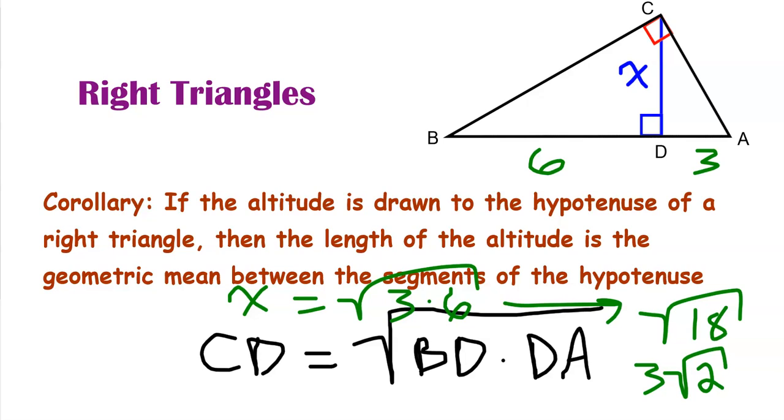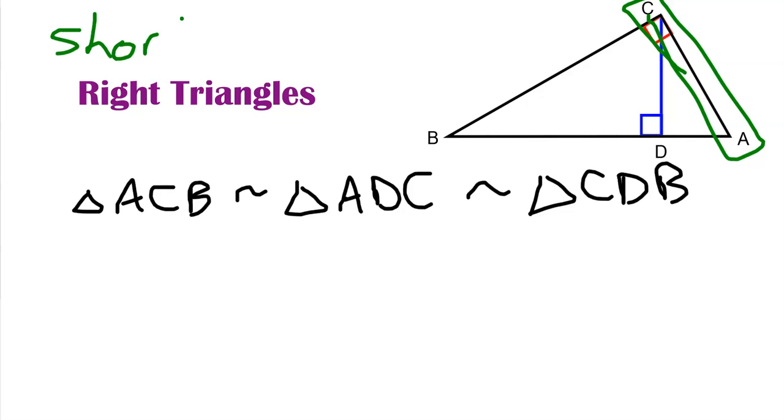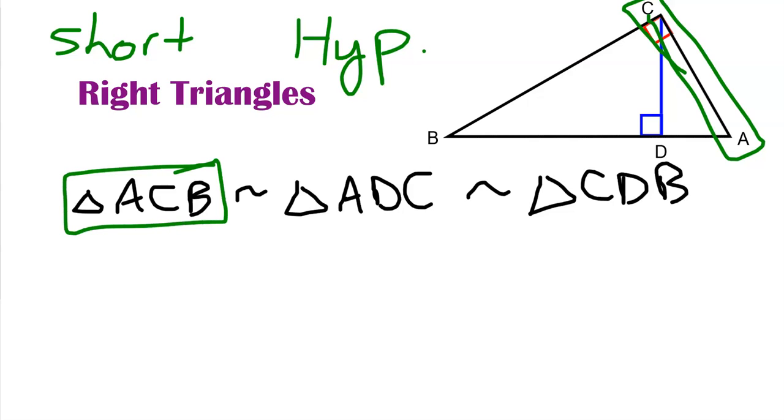Now, let's try solving for something different that is also a part of those two triangles. In this case, let's take a look at the legs of the original right triangle, and we'll start with CA, rather. We've already looked at CD. So CA is the hypotenuse of the small triangle, but it is the short leg of the triangle that we started off with, triangle ACB. So here we're going to create a ratio that involves the short leg and the hypotenuse. Well, the two triangles that have AC as a part of them are ACB, where it's the short leg, as well as ADC, where it's the hypotenuse.